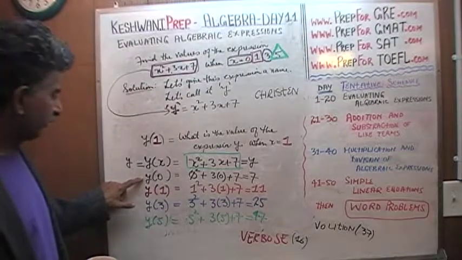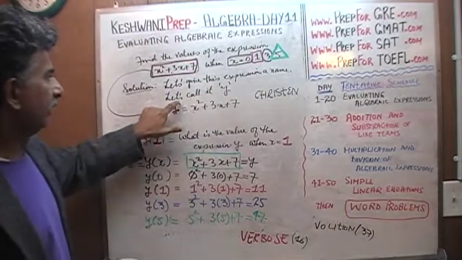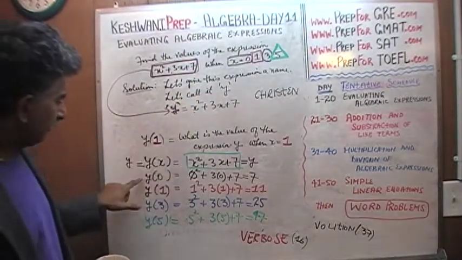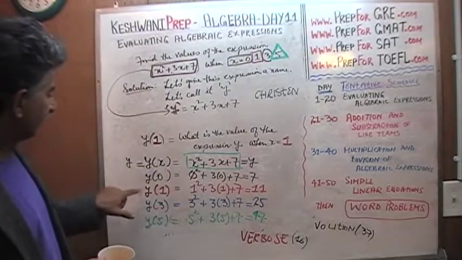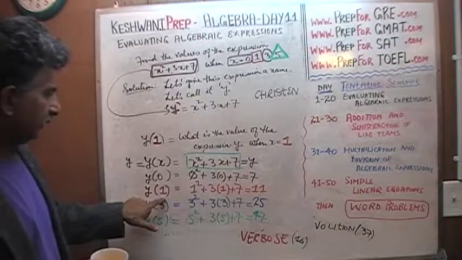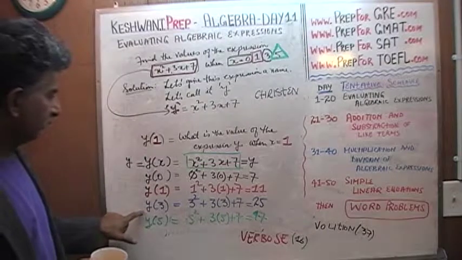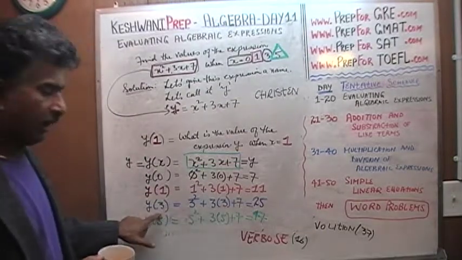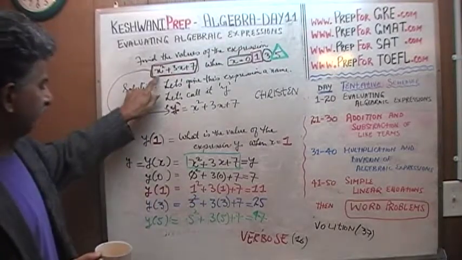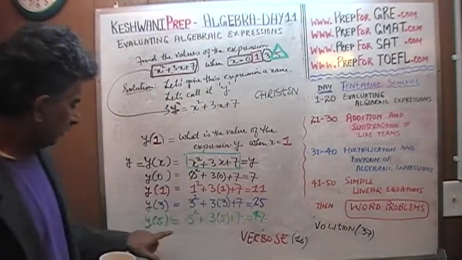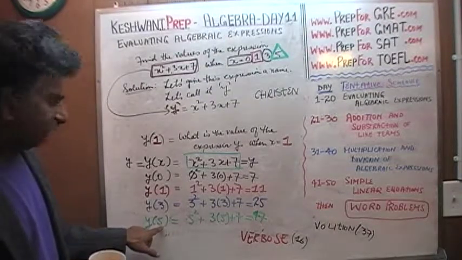This is the value of the expression y, this expression that we gave a name. We said let's give this expression a name, and then we called it y. So the value of the expression y when x is 0 happens to be 7. When x is 1 it is 11. This expression equals 25 when x happens to be 3. Y of 3 is 25. The value of this expression equals 47 when x happens to be 5. That's what this says.